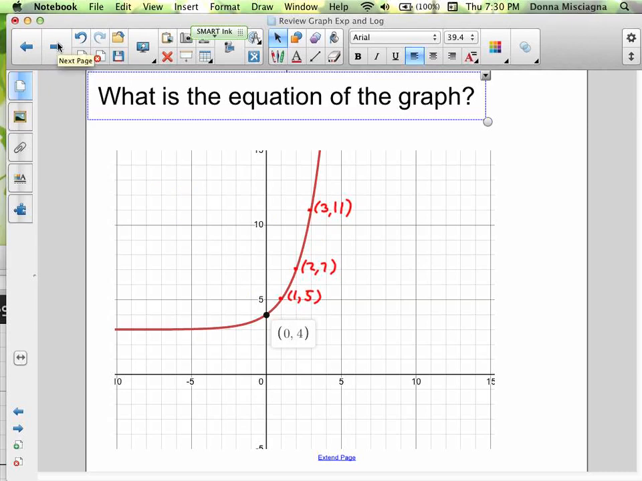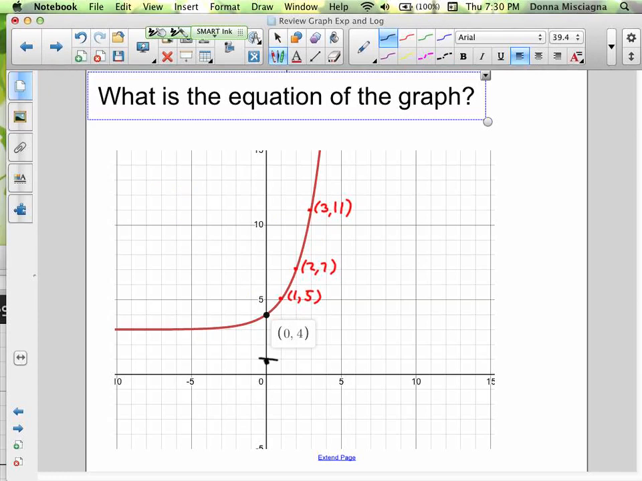Here I gave you a bunch of points. What's the equation of the graph? Now notice my graph does not go through (0, 1). It goes through (0, 4). It should go through (0, 1). That might mean that our graph is shifted up 3.